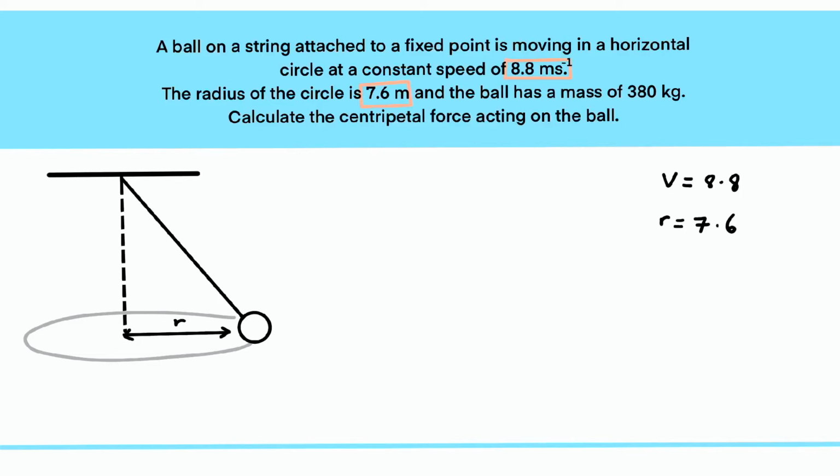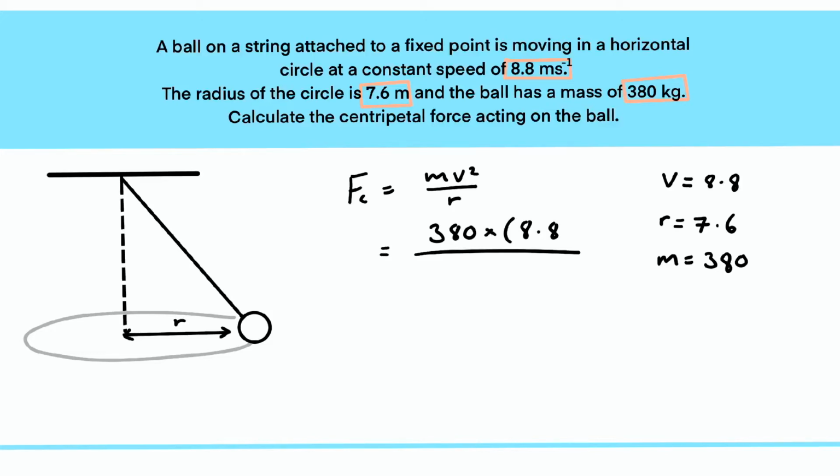So the first thing I would do is pick out the values we're given in the question. So v equals 8.8, r equals 7.6, and m equals 380. Next, we have to state the equation for the centripetal force, which in this case the best one to use would be mv squared over r, and then you just sub in the values that you're given in the question. And following this through, we get 3,900 newtons.